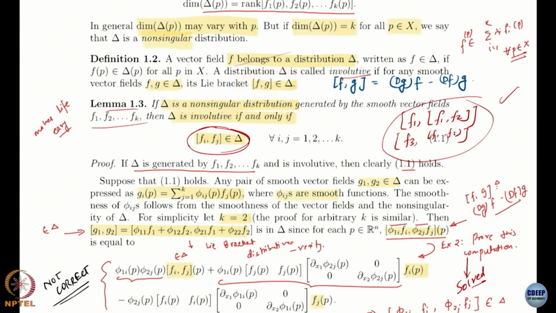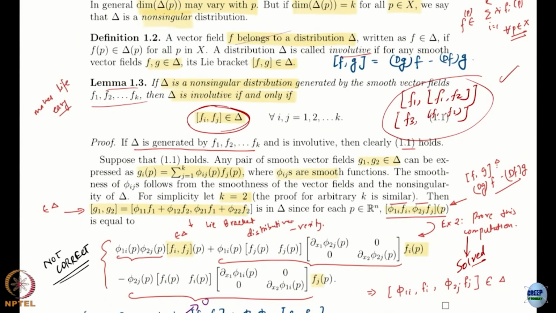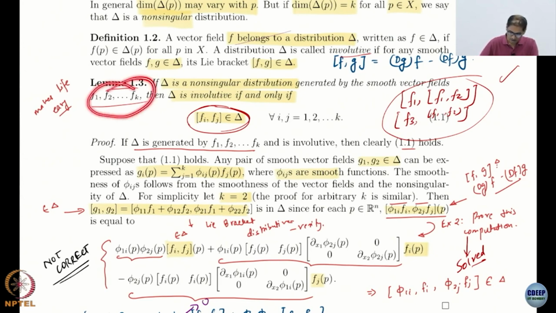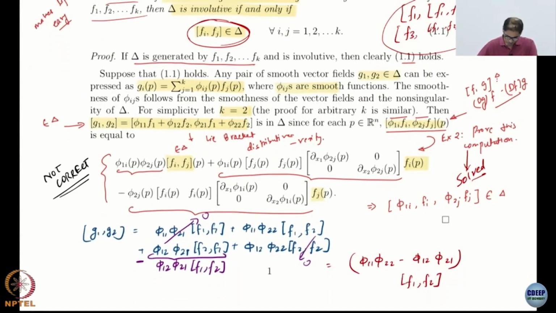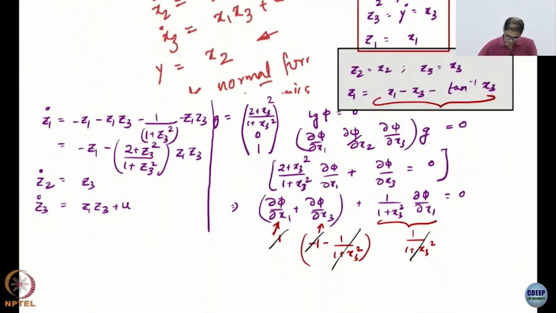Now, we also discussed this, that if you want to actually check this in reality, you will have to do all these iterated Lie brackets, so many iterated Lie brackets. So, we came up with a simpler condition, which is this lemma 1.3, which says that if you have k generating vector fields for delta, then involutivity is identical to just verifying that pairwise they belong to delta. Okay, that is it. Pairwise you have to check that [Fi, Fj] belong to delta. Okay. We also proved this. I am not going to go into the proof of this.